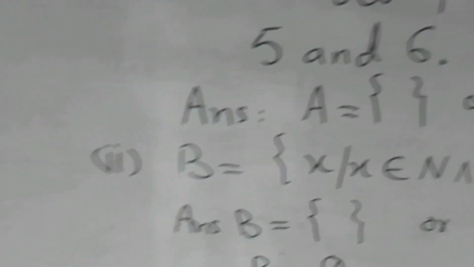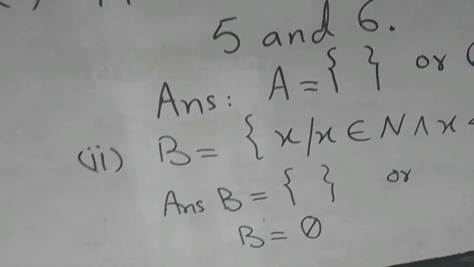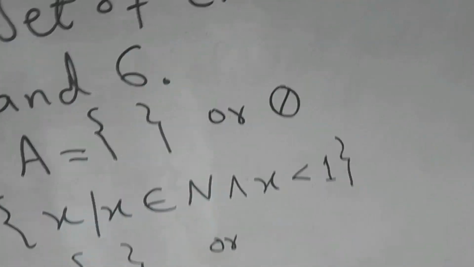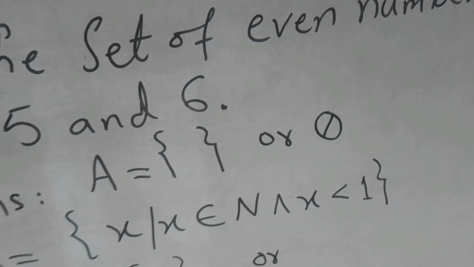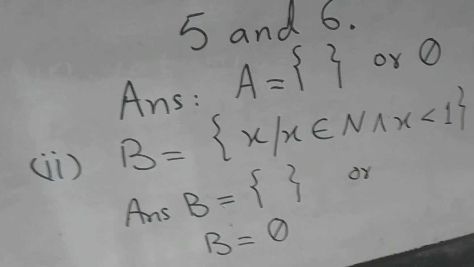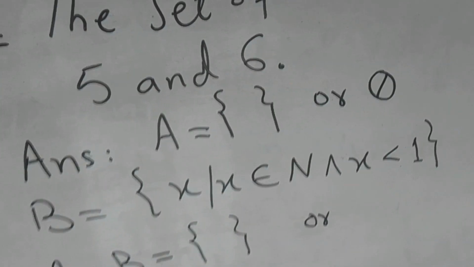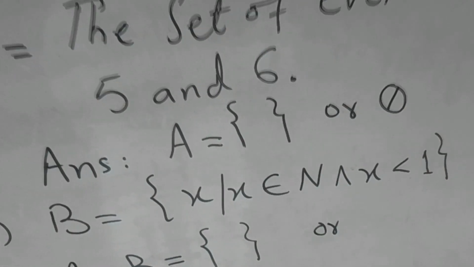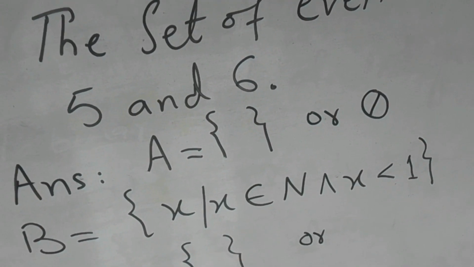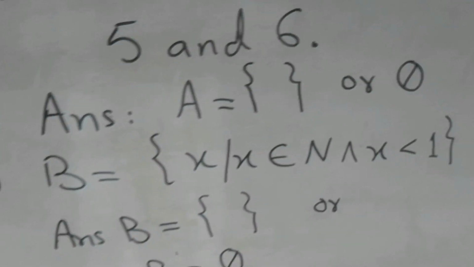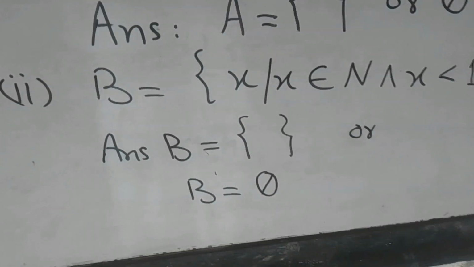of null set. Number 2, B is equal to {x such that x belongs to the set of natural numbers and x is less than 1}. We know that the set of natural numbers starts from 1, 2, 3, 4, 5 and so on, but there is no number less than 1. So 0 or negative numbers are not present in natural numbers, so it becomes empty. B is equal to empty set or B is equal to null set.